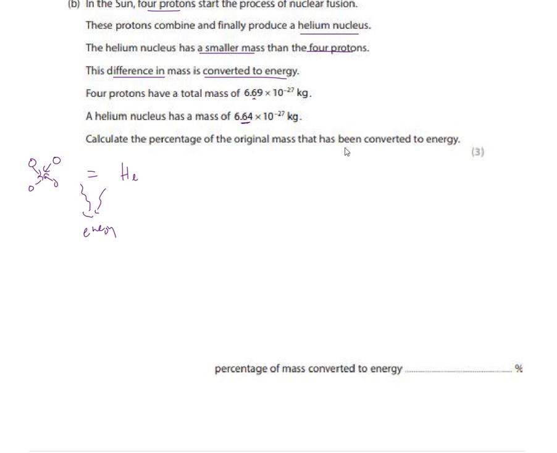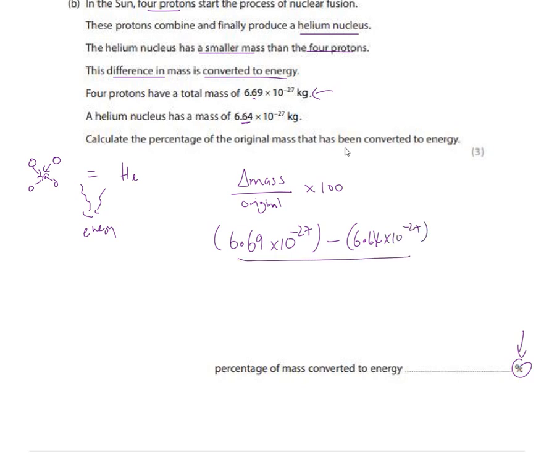So what we want to know is how much of the original has turned into energy. What we need to do is work out the change in mass divided by the original mass. This is in percentage because it's written there, so we need to multiply this by 100%. How do we work out the change? 6.69 times 10 to the power minus 27, minus the mass of the helium atom, divided by the original one.